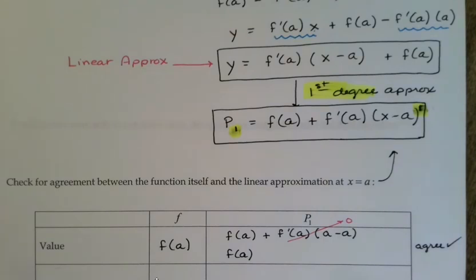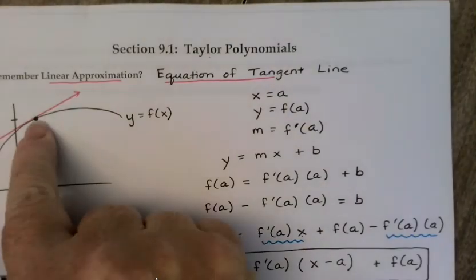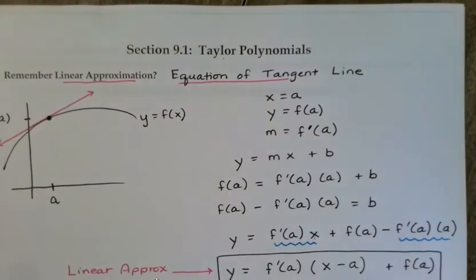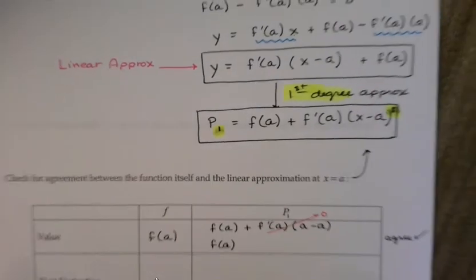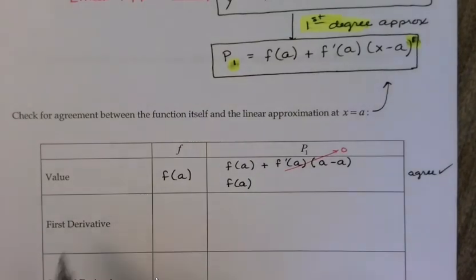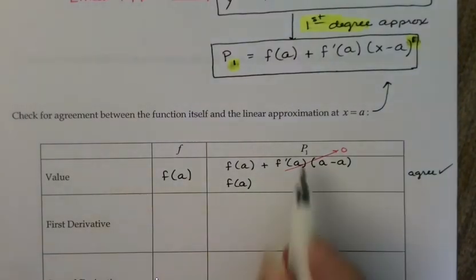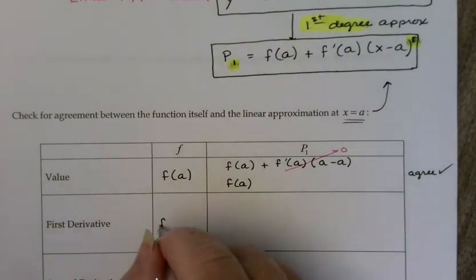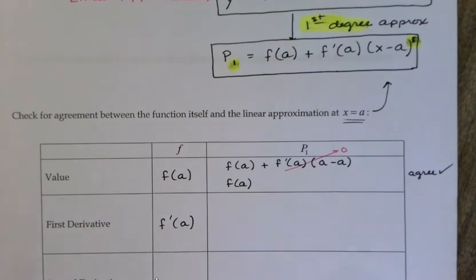Is that a surprise? Of course not. We know that the tangent line agrees perfectly with the function because it was the point of tangency where they have that perfect agreement. All right, let's next see how well the first derivative of the function matches with the first derivative of P1, again evaluated at x equals a. Well, the first derivative of the function, f prime, evaluated at a, is just f prime of a. No big deal. But let's look at P1 prime.